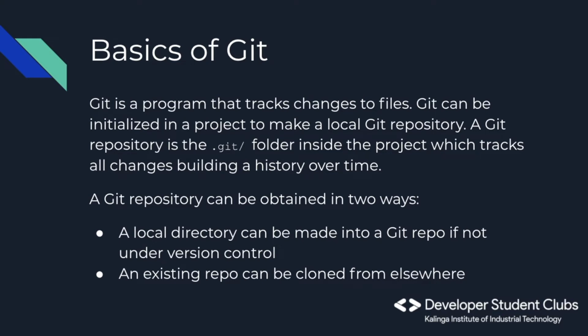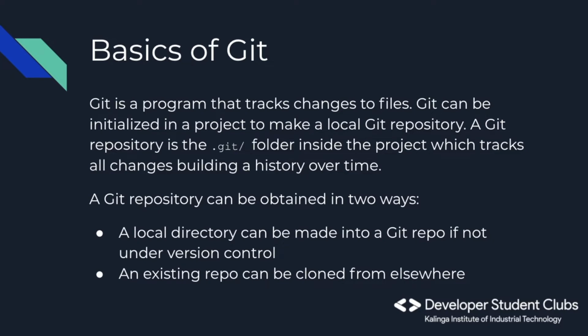A Git repository is basically a database where all the changes have been stored. It tracks all the changes in save points over time. When Git is initialized in a directory, a new folder is made called .git, which is hidden. This contains the repository. Deleting this would result in deletion of the entire history of the project. Now, a Git repo can be obtained in two ways. Either a local directory can be made into a Git repo, or an existing repo can be cloned from elsewhere.